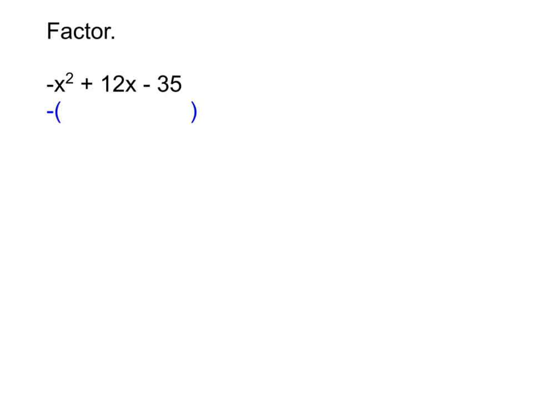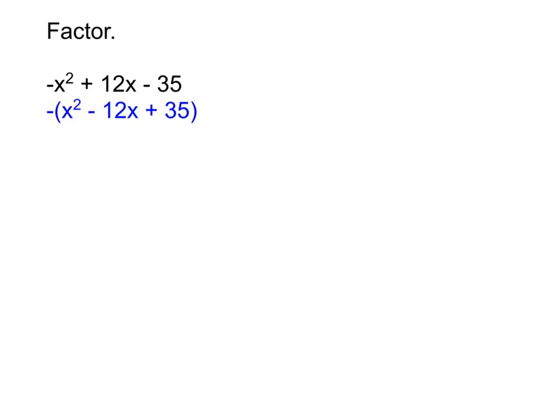All right, so now we're going to pull that negative out of everything. So if I do negative x squared divided by -1, that leaves me with a positive x squared. If I do a positive 12x divided by -1, that will leave me with a negative 12x. And if I take negative 35 and divide it by -1, that gives me a positive 35. Notice that really all I did when I pulled that negative out is I flipped the sign of everything that was left inside, because that's all that dividing by a -1 does.